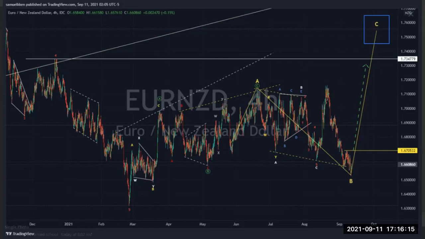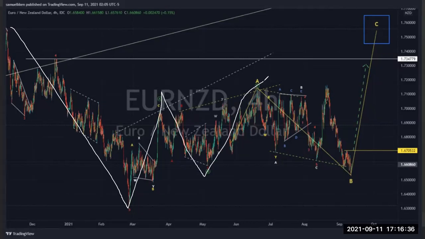I wanted to waste my time, so I couldn't do it for a long time. It is very, very complex, but nevertheless, I can deduce something from it. The previous move ended here. The previous pattern ended here, and we have A, B, C, which is the big A, and we have another A, B, C, something like that. Just 3 waves, bigger waves, which is B.